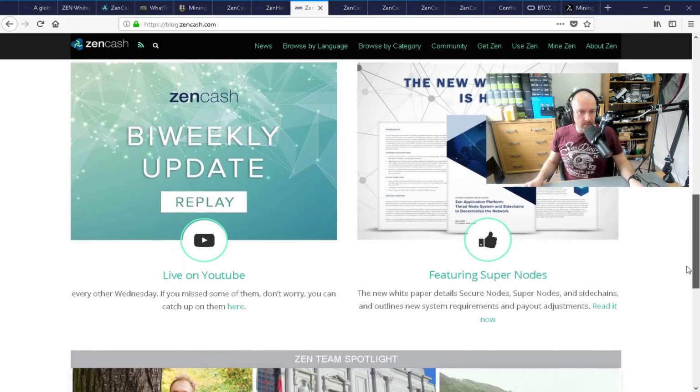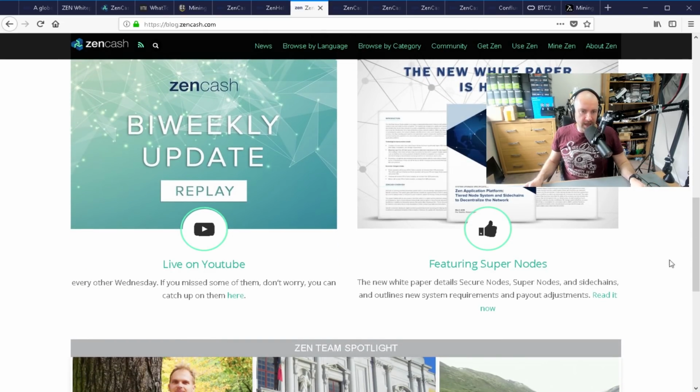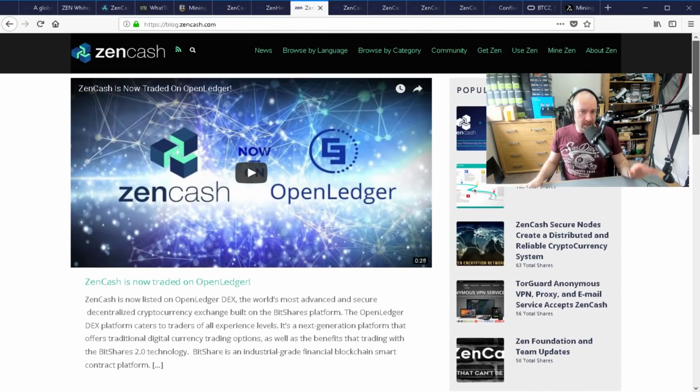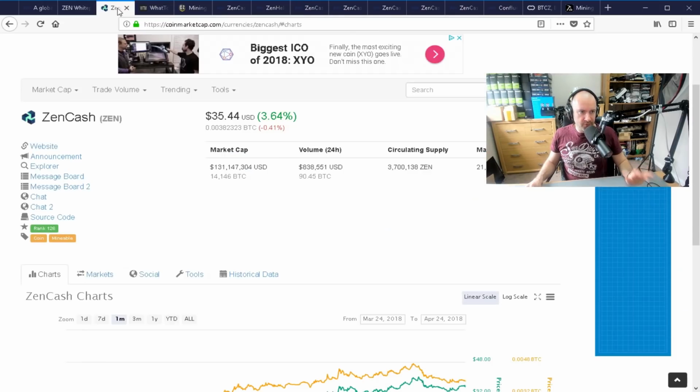They've got live on YouTube, and they're adding supernodes, and they're implementing a lot of great features. And a lot of the features they're implementing are all about security. So from a trading point of view, if you want to know why I think this coin will increase in the future, well, it's because they seem to have a very, very good team behind it.